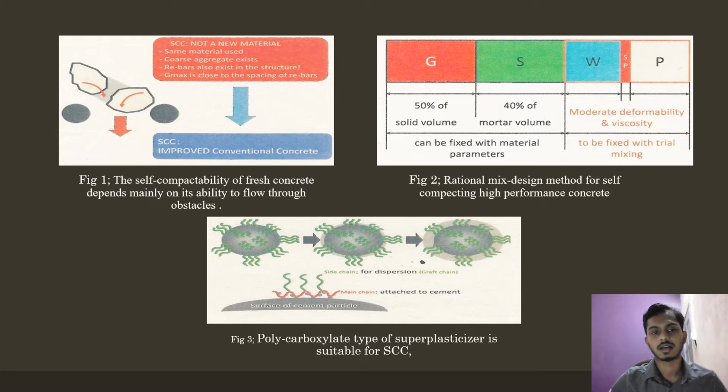These figures are examples of the achievement of self-compacting concrete. Figure 1 shows the self-compactability of fresh concrete depends mainly on its ability to flow through obstacles. Figure 2 shows a rational mix design method for self-compacting high performance concrete. The third figure shows polycarboxylate types of superplasticizers, which are suitable for SCC.